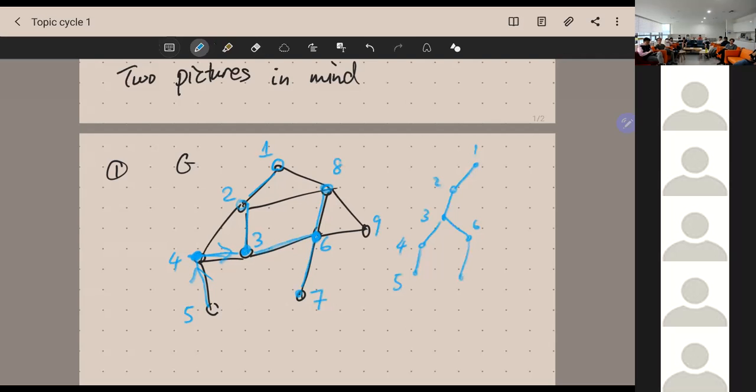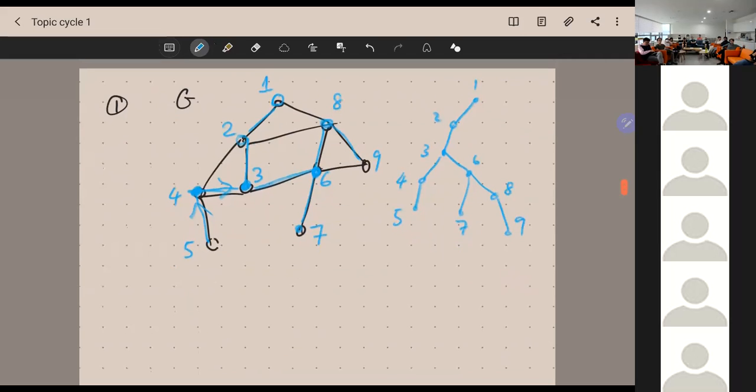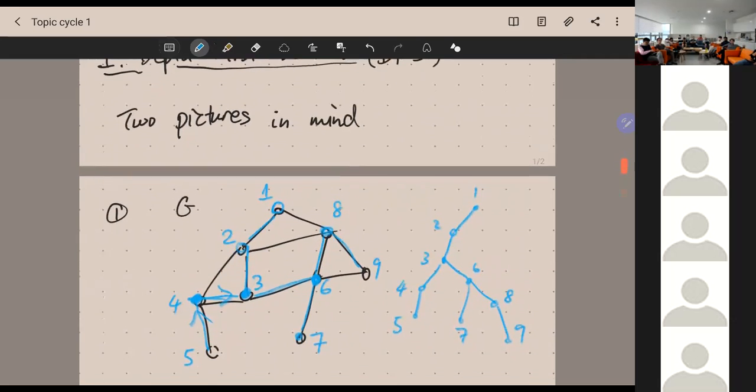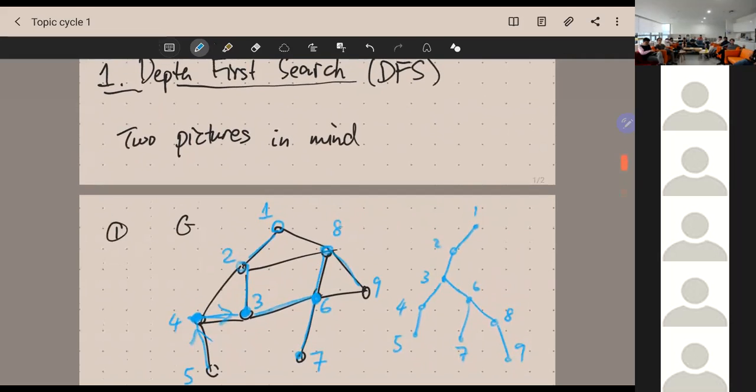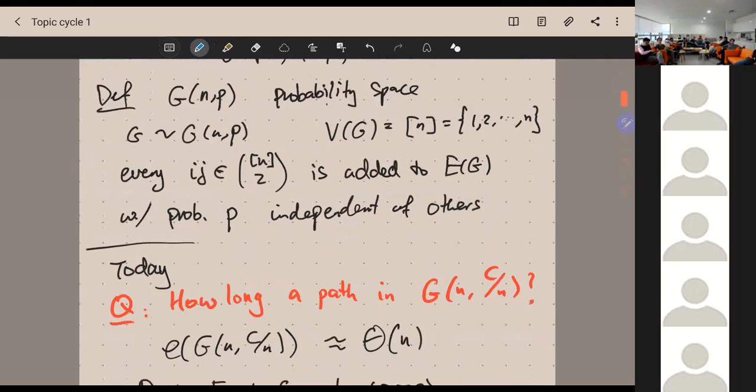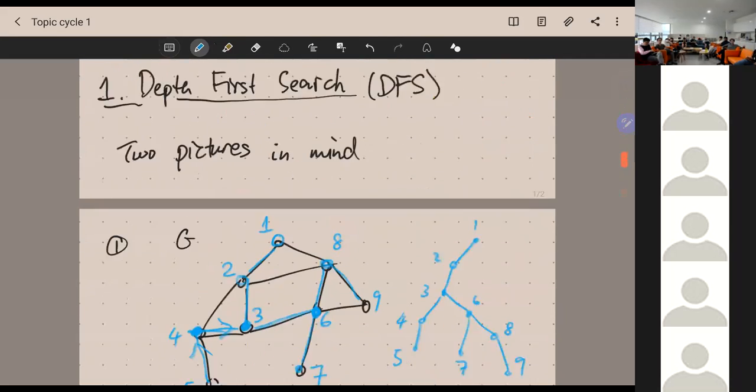Six, 7, 8, 9. Okay, fairly simple. We've all seen this in an undergraduate CS course. It turns out this very simple method can already solve the question that we want to study today. So let's get to it.